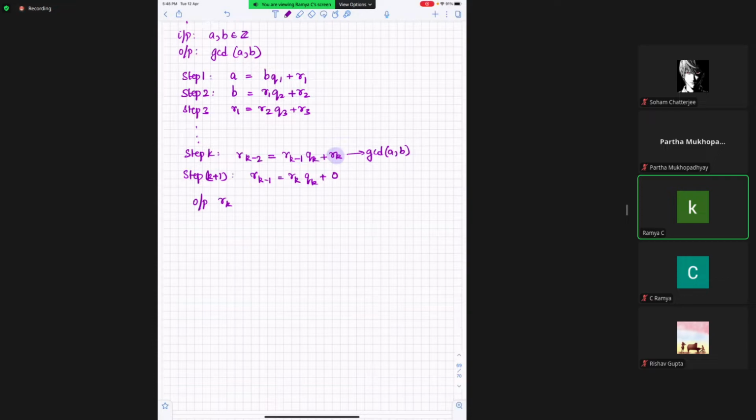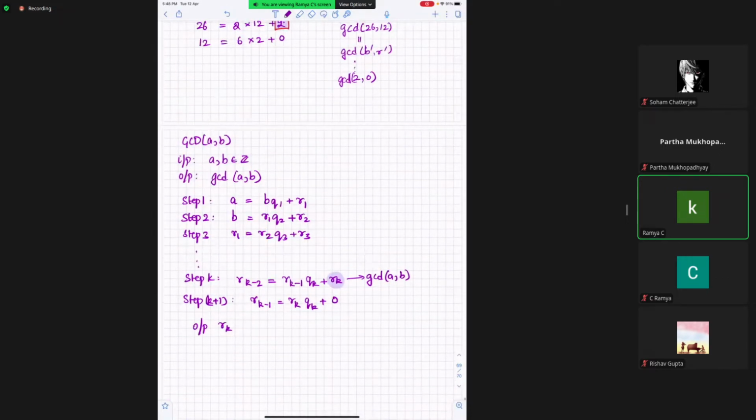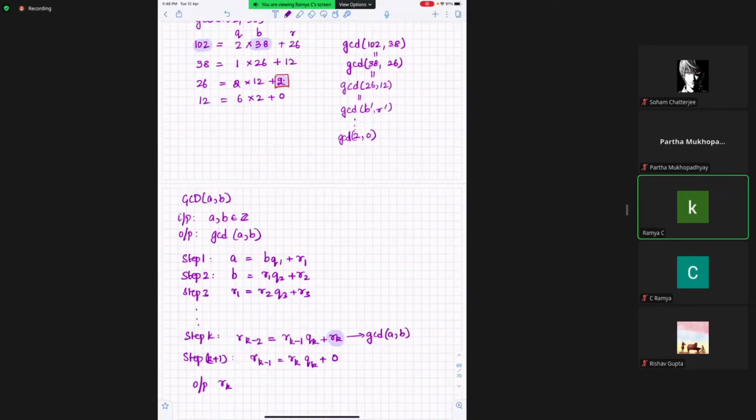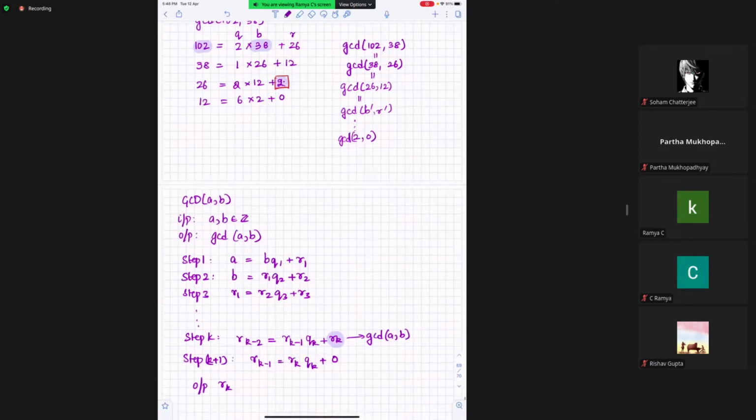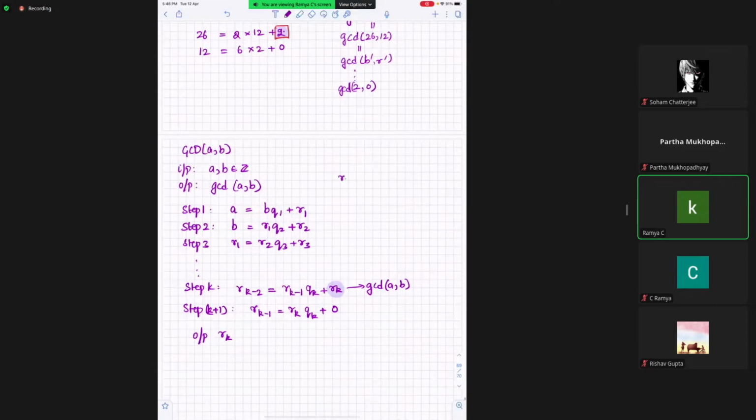And why does this algorithm terminate? Why does this procedure end? Why will it not go on infinitely? Because the remainders are strictly decreasing. Correct. As you divide, the remainder becomes smaller and smaller. So eventually you will reach zero, it cannot take an infinite number of steps, and this will terminate.